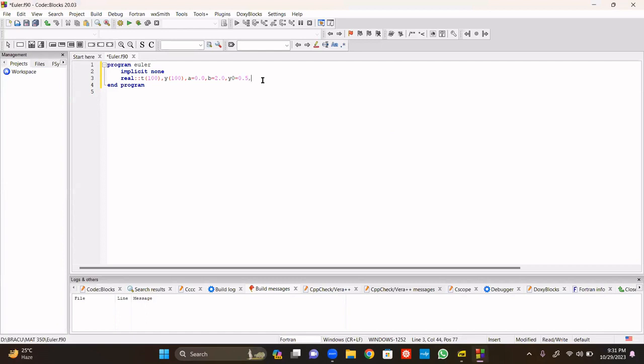So we have to write the name of the function, declare the function here, and let's write the function here first because it will be shorter. Function f, it can take two arguments, t and y, right?